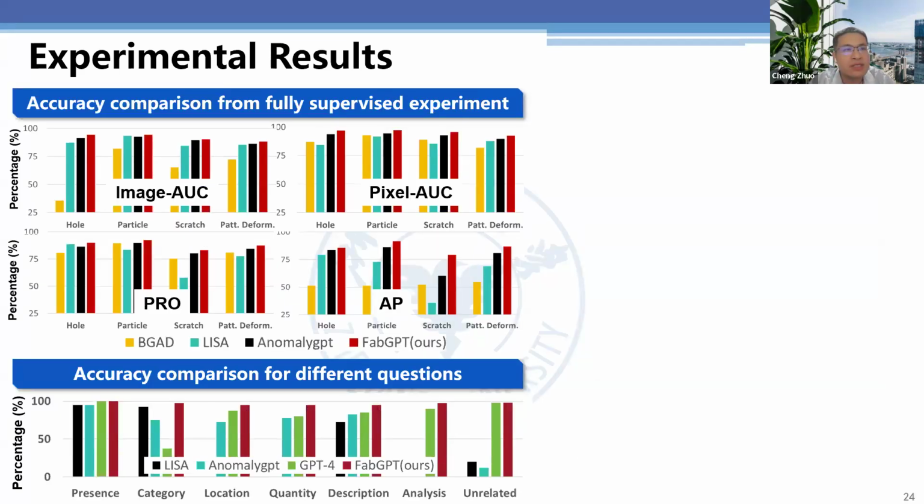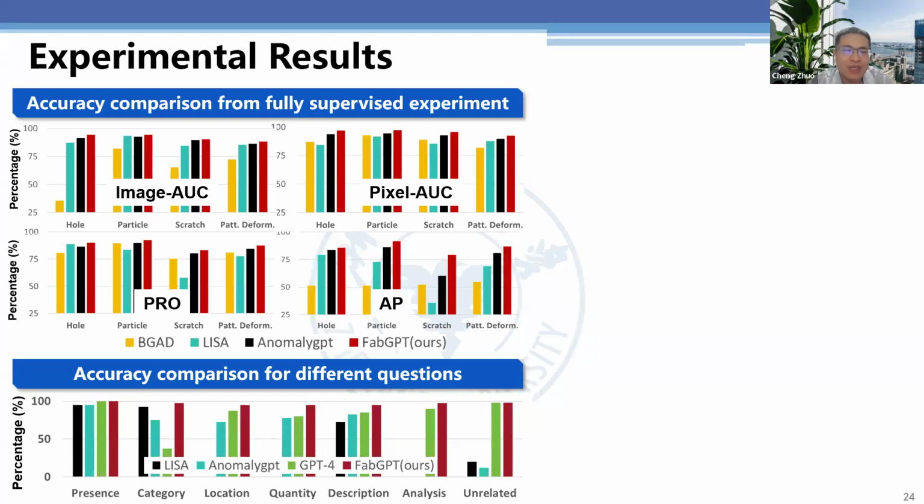The third piece of the result is the accuracy comparison in a quantitative way. We look at image AUC, pixel AUC, PRO, and AP, and compare with other models. Here I selected a few models; in our paper, we have a more comprehensive comparison. Basically, FabGPT outperformed the other models. For the results on the lower left, you can see the accuracy comparison for different questions: presence, defect category, location, quantity, description, analysis, and unrelated questions. It is noticed that the green bar is GPT-4, the older version between 4.0, and the red bar is FabGPT.